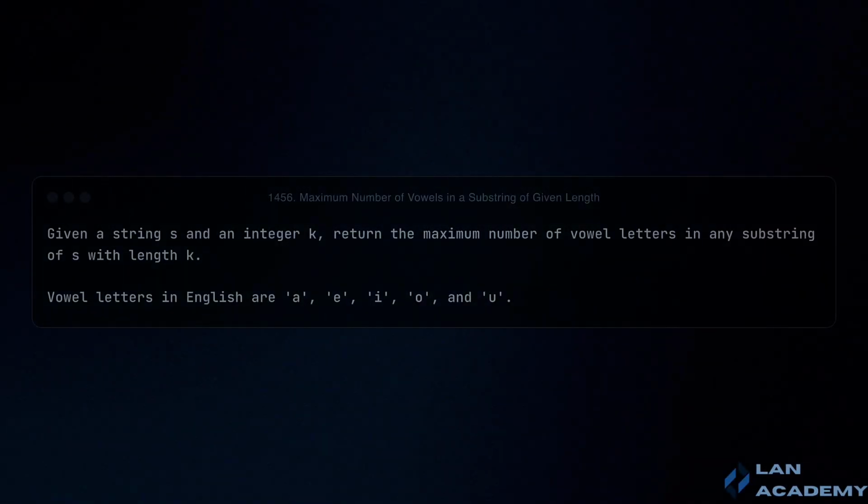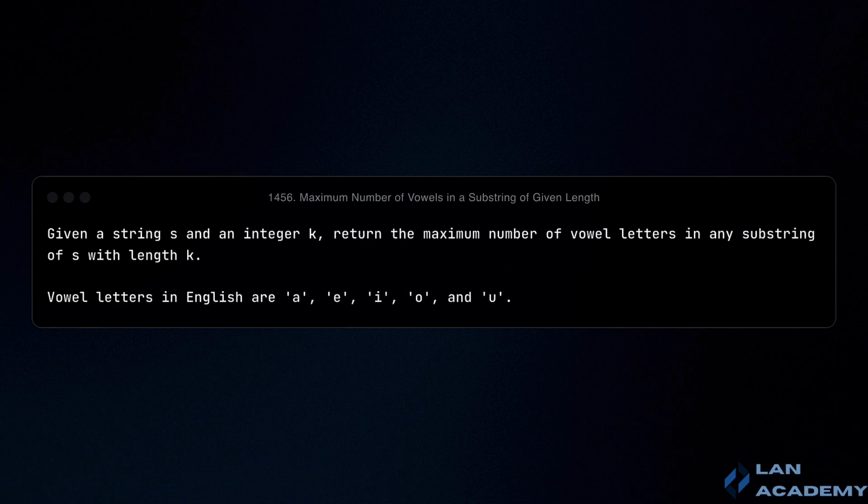In this problem, I need to find the maximum number of vowel letters in any substring of length k within a given string s. The vowel letters in English are A, E, I, O, and U. These vowels are essential to consider because they are the specific characters we need to count and compare within the substrings of the given length.